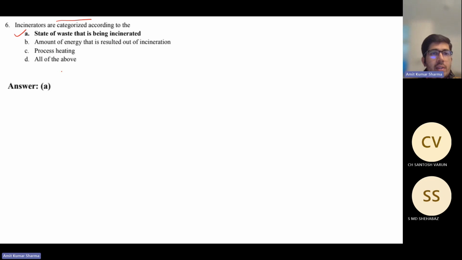Option B, amount of energy that is resulted out of incineration. No, they are not categorized according to this, because if we are handling liquid or if we are handling solid, then we have to design according to that. So based on that, they are categorized. The process heating, no. So options B and C are wrong. The correct option is option A, the state of the waste that is being incinerated.